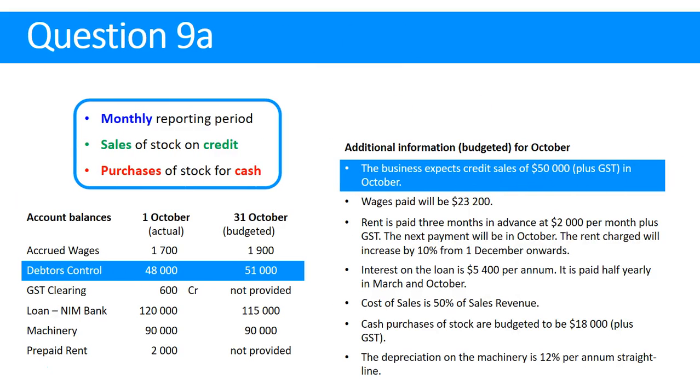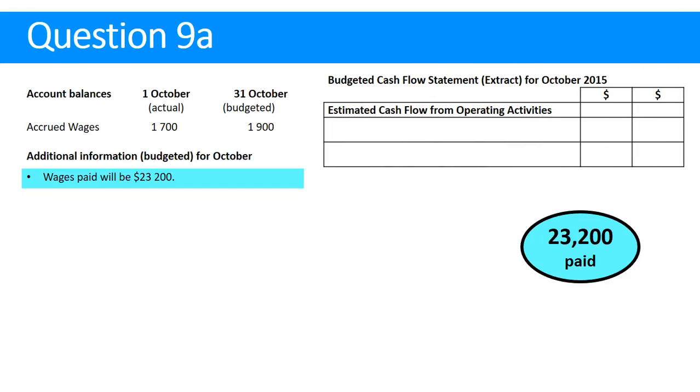So what we want to do is tick off the info we've used in blue and then move to the next bit of info and just keep ticking things off strategically. So the next bit of info we haven't used is wages paid will be $23,200. We can see in the balance sheet balances there, we've got some accrued wages, and that's going to directly relate to that wages paid figure. So let's figure that out. We're told that wages paid during October will be $23,200.